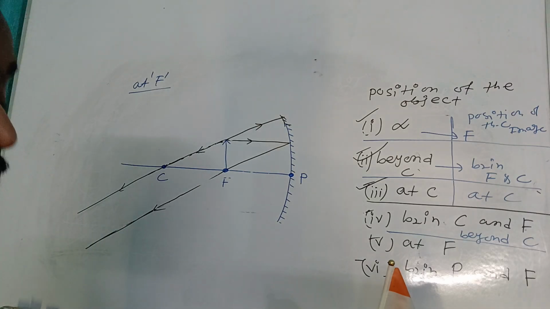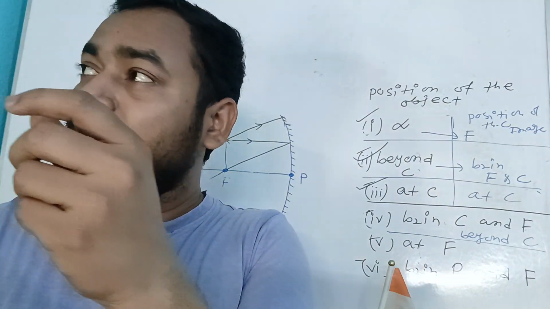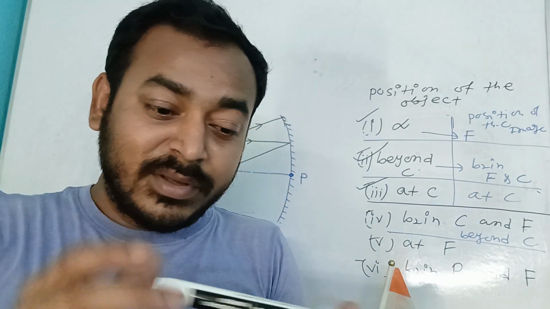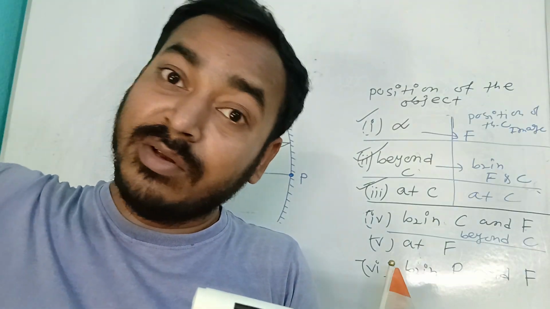It's okay or not? When the rays are coming parallelly, it means the object is at infinity. So now here, from this point, we are getting parallel rays, so they will meet at infinity.